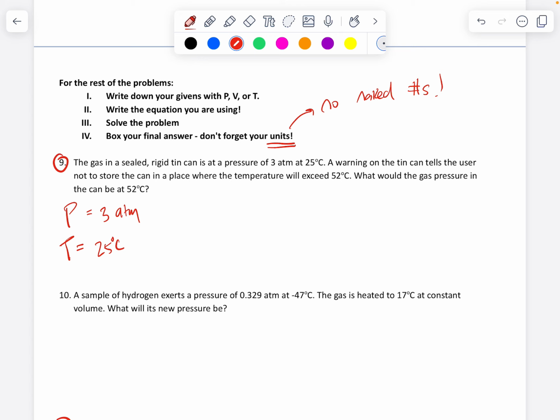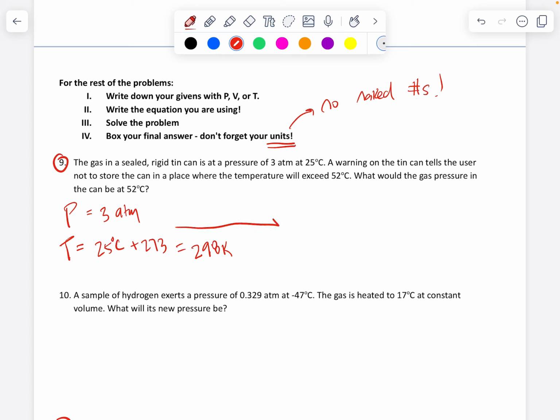A quick note of reminder, guys. Anytime you're using any of these gas laws, make sure you convert degrees Celsius to Kelvins at all times, okay? So let's go ahead and do that quickly. 273, you're adding to it, right? So that gets me 298 Kelvin, okay? All right, so let's move on forward. A warning on a tin can tells the user not to store the can in a place where the temperature will exceed 52 degrees Celsius. What would the gas pressure in the can be at 52 degrees Celsius?